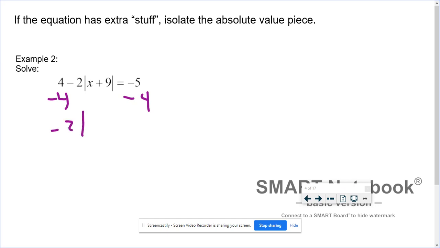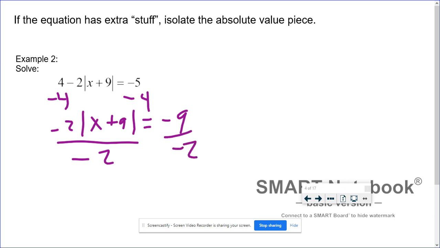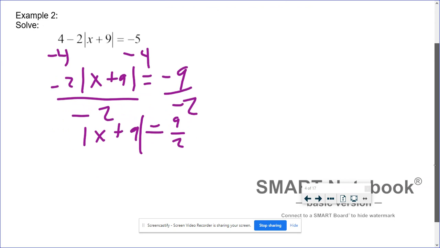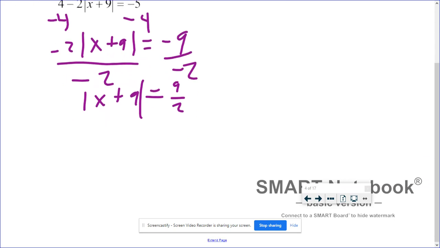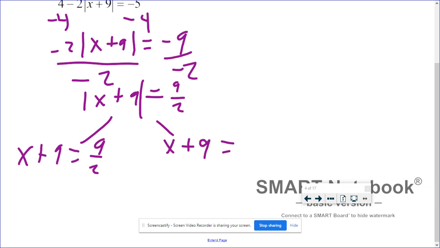And now I have negative 2 times the absolute value of x plus 9 is equal to negative 9. Then I'm going to divide both sides by negative 2. And I get the absolute value of x plus 9 is equal to 9/2. Now I can split it. If you try to split it before you get rid of that 4 and that 2, it's not going to work. So now I can split it into two different equations. If I assume what's inside is positive, you get x plus 9 is equal to 9/2. If I assume what's inside is negative, x plus 9 is equal to its opposite, so negative 9/2.